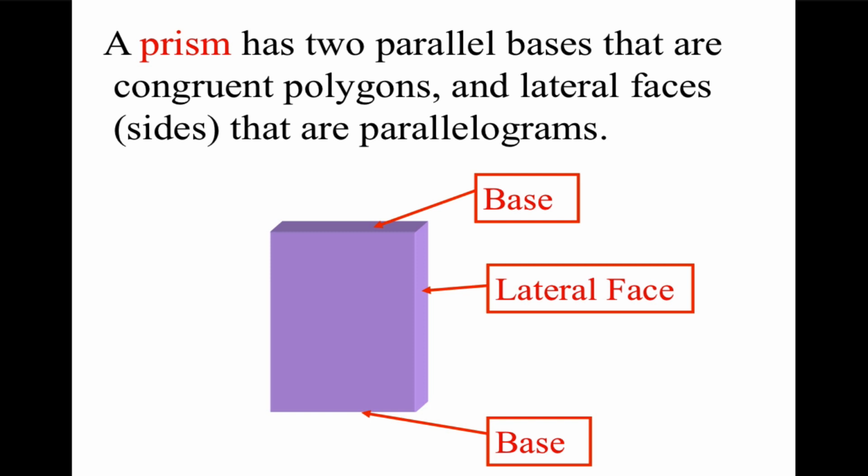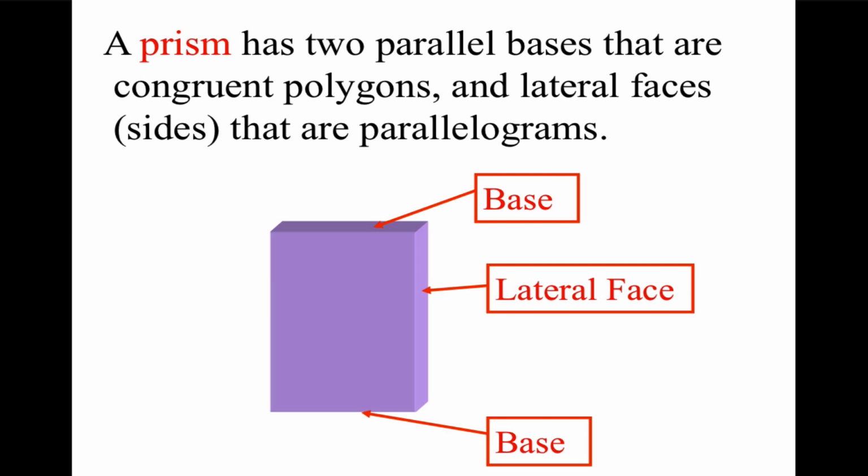The first 3D object we're going to talk about is a prism. A prism has 2 parallel bases that are congruent polygons. So that means the top and the bottom are identical. And lateral faces, those are the sides, that are parallelograms. Okay? Now remember, rectangles are parallelograms. So when you have a regular prism, then those lateral faces become rectangles. But if it's a little bit wonky, they turn into parallelograms, and it's still considered a prism.